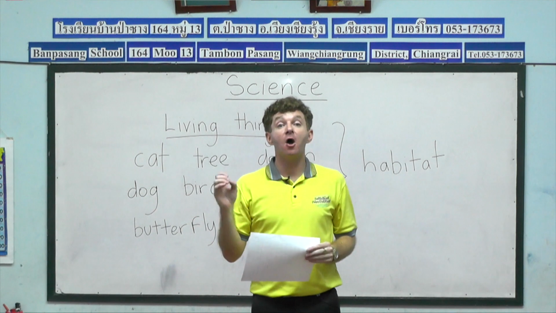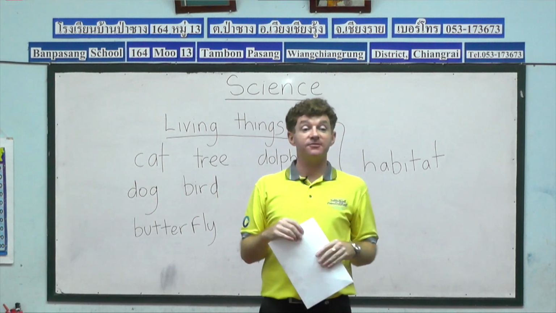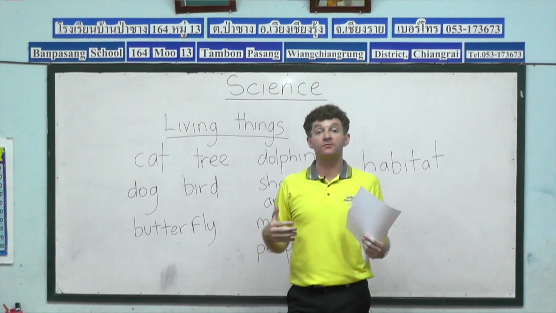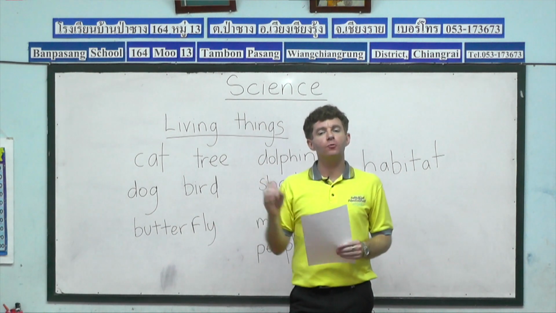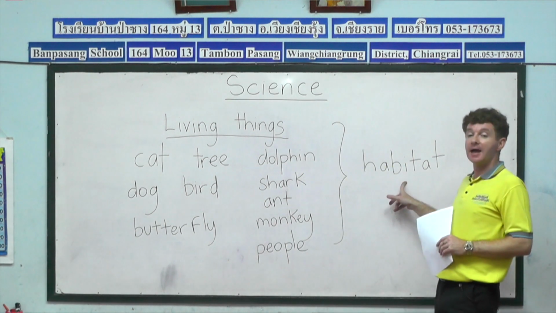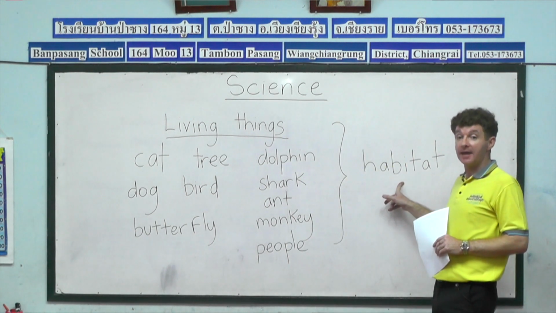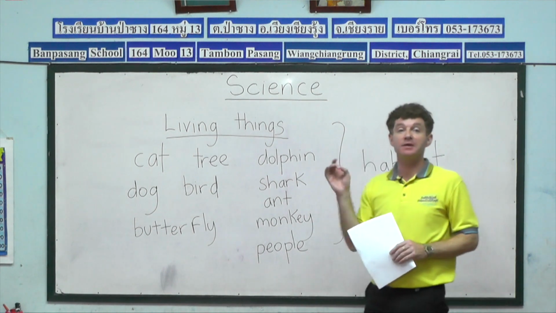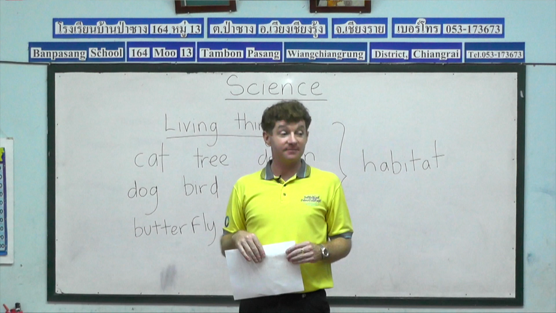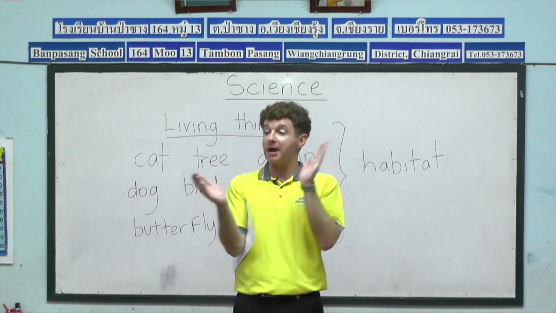So remember our key vocabulary for this lesson: living things, animals or humans that have life. And what do we call the place again where living things live? Habitat. Okay? The place where a living thing lives is called a habitat. Excellent, guys. That was really good. So one more round of applause.